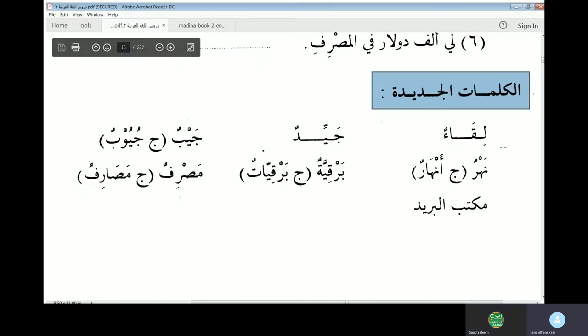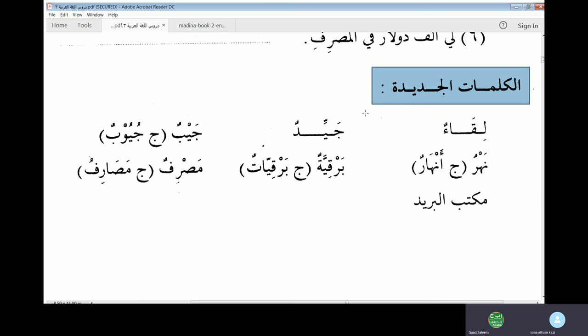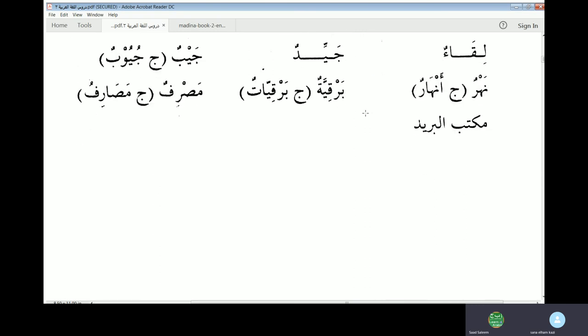New words: jayyid, good. Jayb, pocket, plural juyub, pockets. Nahr, river, plural anhar, rivers. Barqiyyah, a telegram, plural barqiyyat, telegrams. Masrif is bank, plural masarif, banks.